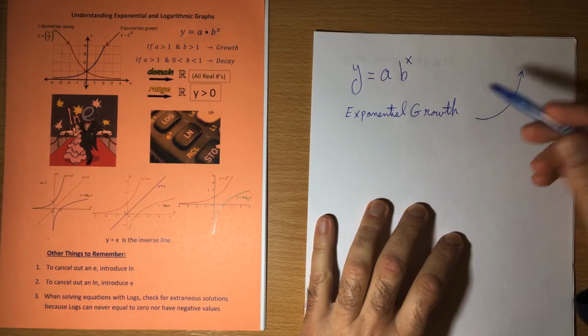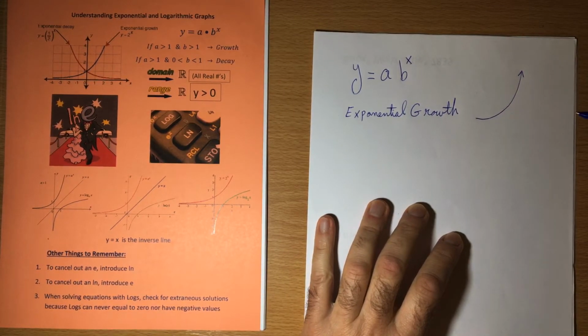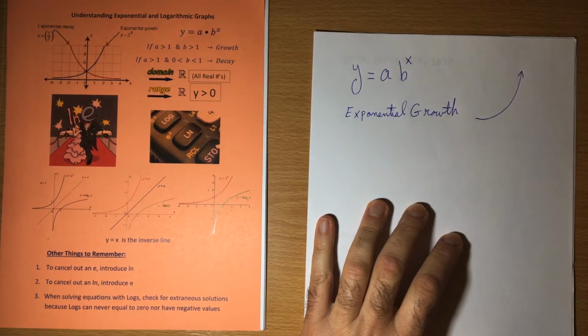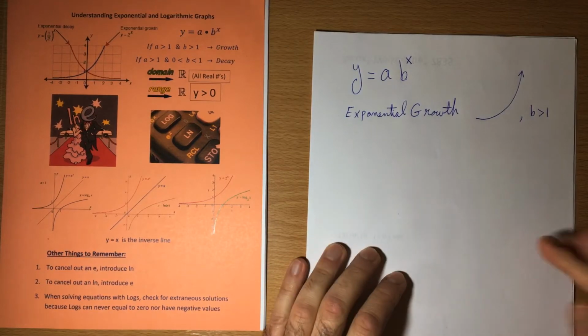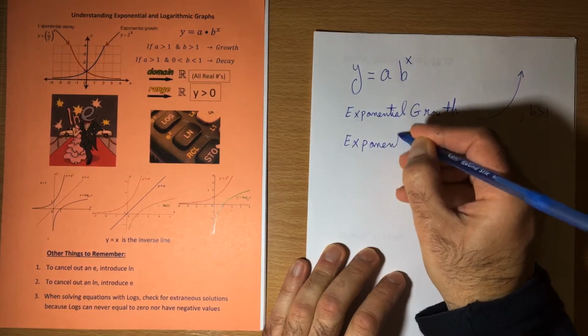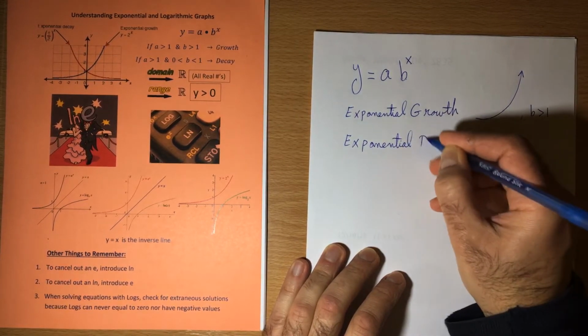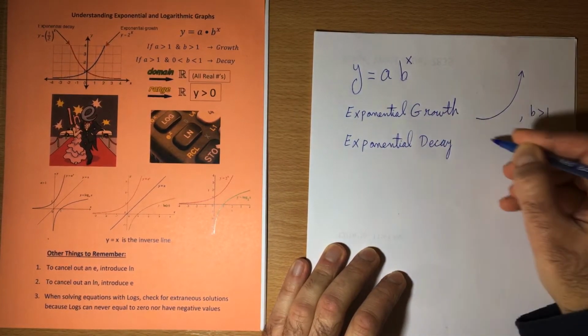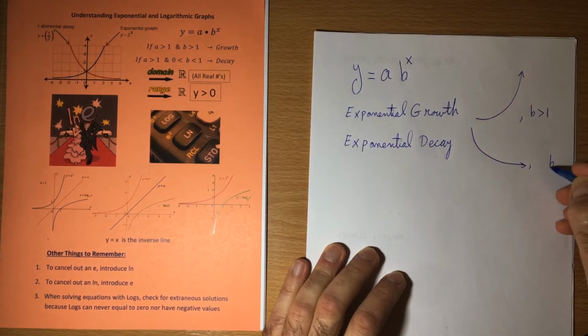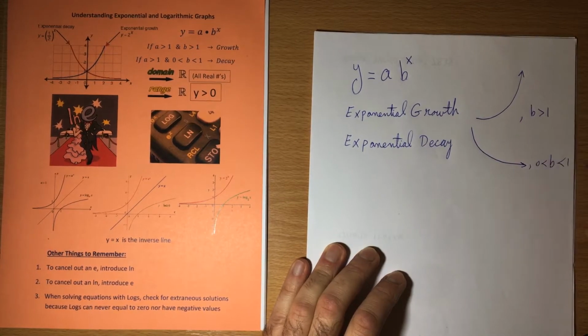Now, how do we know by looking at an equation if we are dealing with an exponential growth? We look at the base of your exponent, b. If it's greater than 1, then we have an exponential growth. And then we have exponential decay. And if you graph them, they generally look something like this. And that's when the base is between 1 and 0.